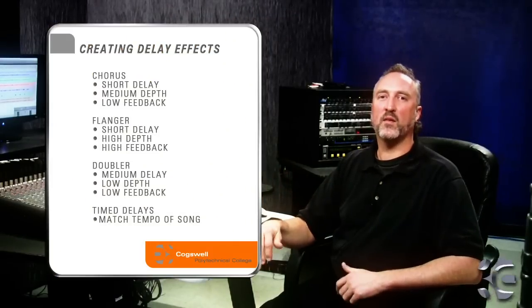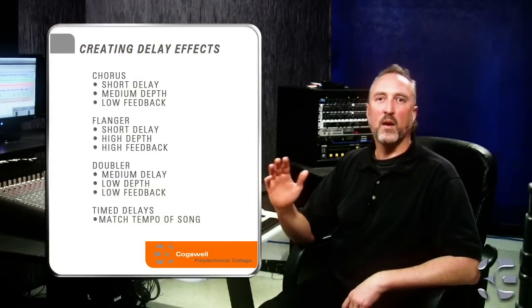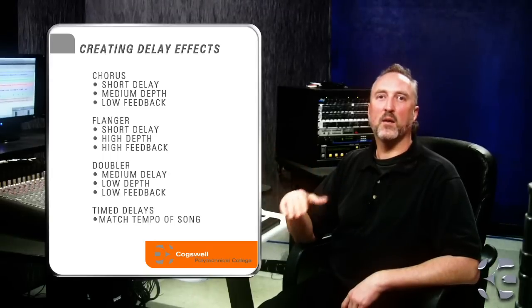A vocal doubler has a little bit longer delays. I'll get more specific in the delays as I show them to you in the plugin, but only a small amount of depth and a very small amount of feedback. Time delays coincide with the tempo of your song. In this case, I'll demonstrate a quarter note, eighth note delay that will repeat an ad-lib in time with the song. So here we go.